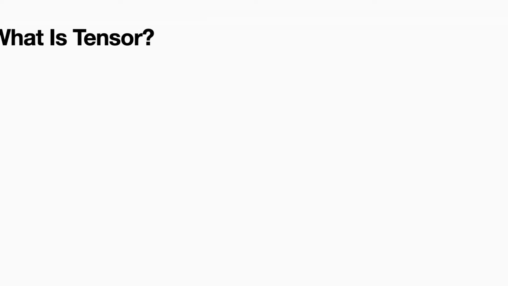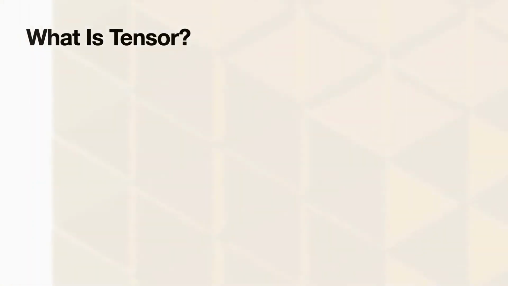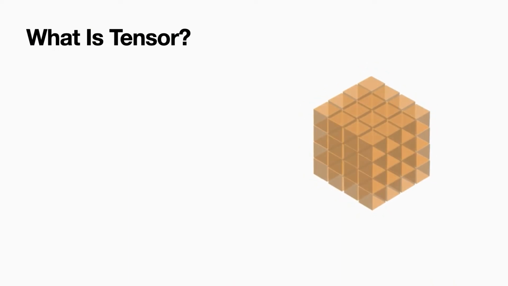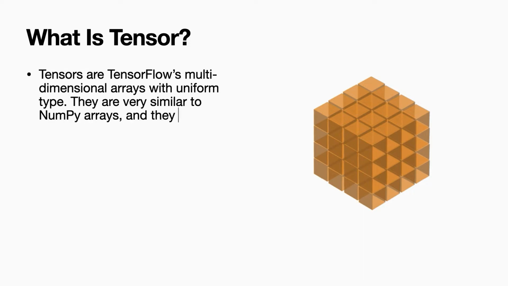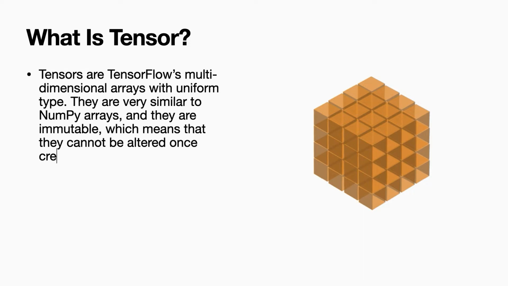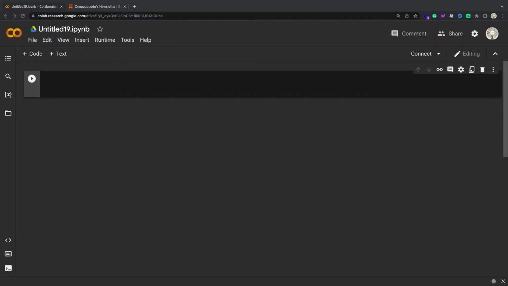What is a tensor? Tensors are TensorFlow's multidimensional arrays with uniform type. They are very similar to NumPy arrays, and they are immutable, which means that they cannot be altered once created. You can only create a new copy with the edits. Let's see how tensors work with a code example. But first, to work with TensorFlow objects, we need to import the TensorFlow library. We often use NumPy with TensorFlow, so let's also import NumPy with the following lines.